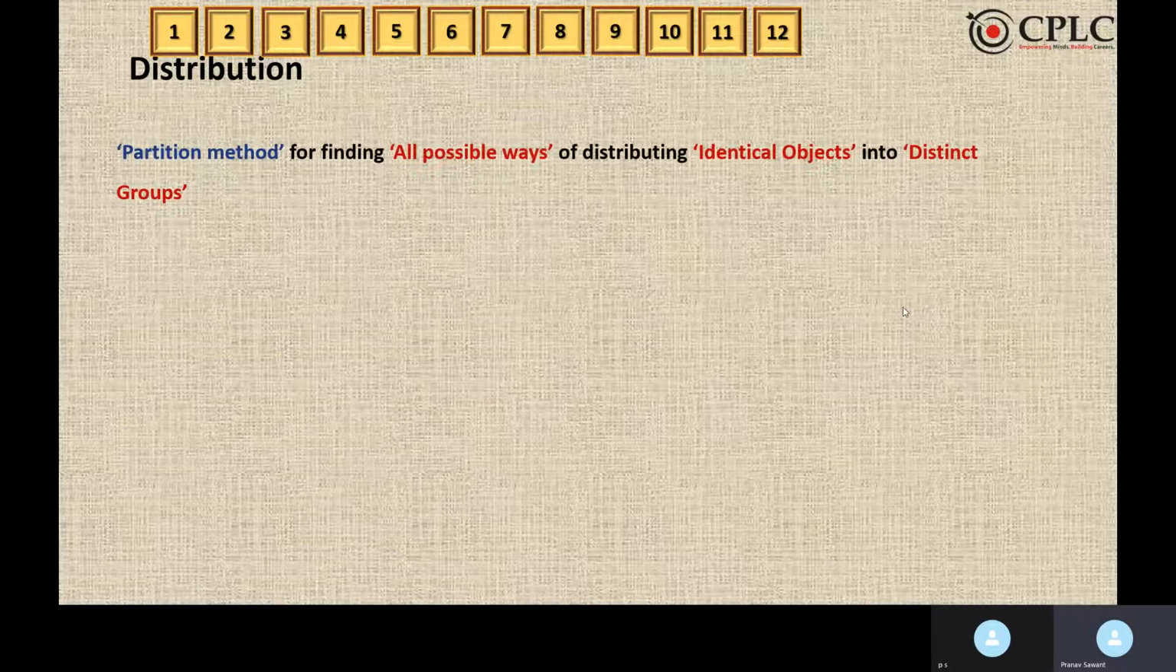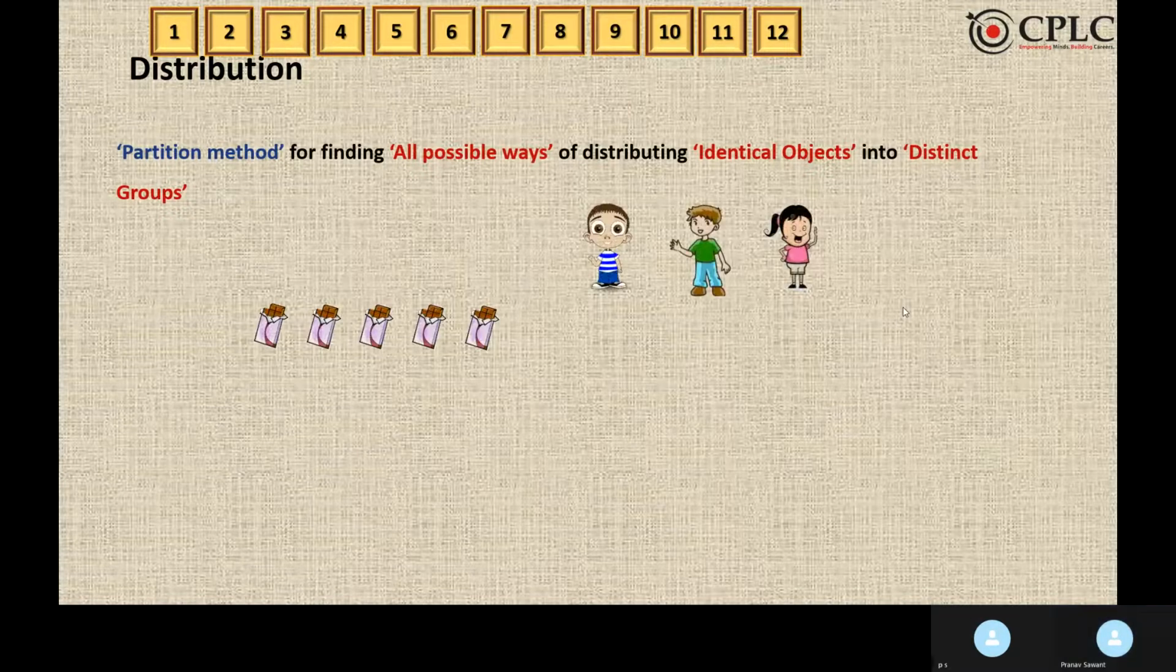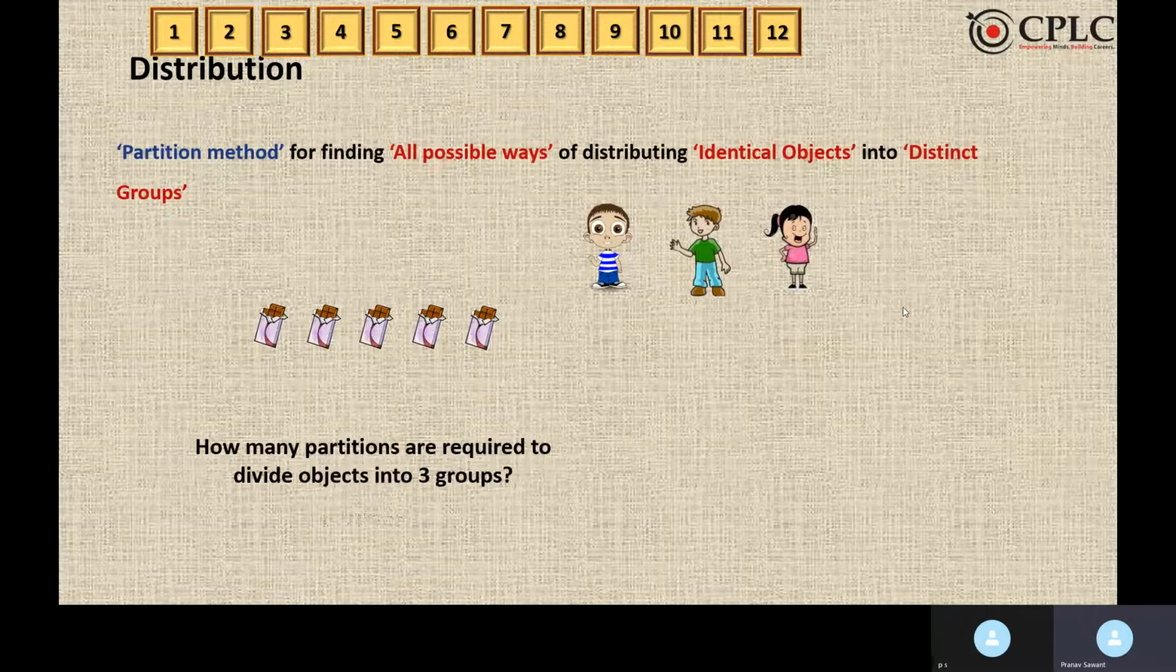Before moving to the next question, we'll look at the partition method. The partition method is for finding all possible ways of distributing identical objects into distinct groups. Understand one thing, the partition method can only be applied for distributing identical objects to distinct groups. Now, how many partitions are required to divide objects into three groups? So we require two partitions.